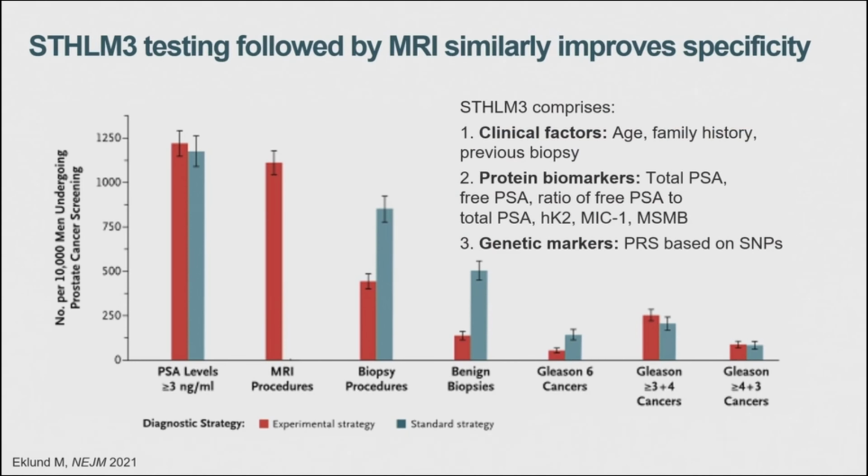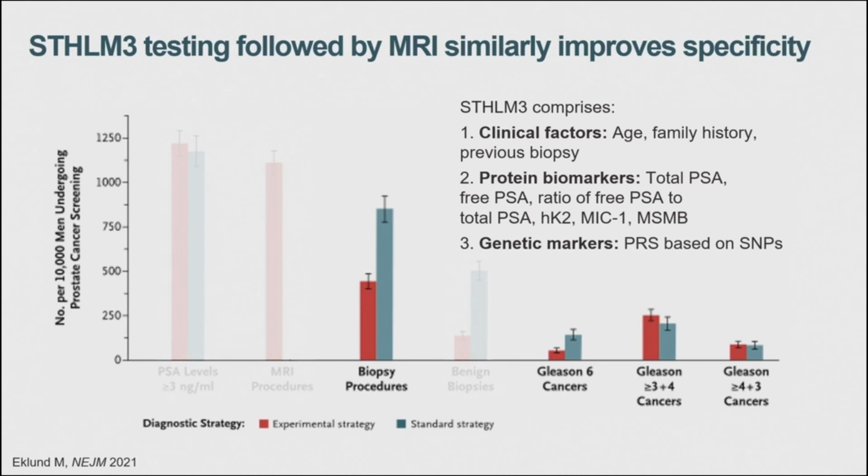Similarly, the Stockholm 3 test is available in Sweden and other places in Europe. It's also a multiplex test, so it combines clinical risk factors with protein biomarkers and also has a genetic component with PRS and also some other genes. And similarly, you can see that it improves the specificity if you combine it with MRI. And you can see how you reduce the number of biopsies and overdiagnosis, but you still keep the detection of high-grade disease.